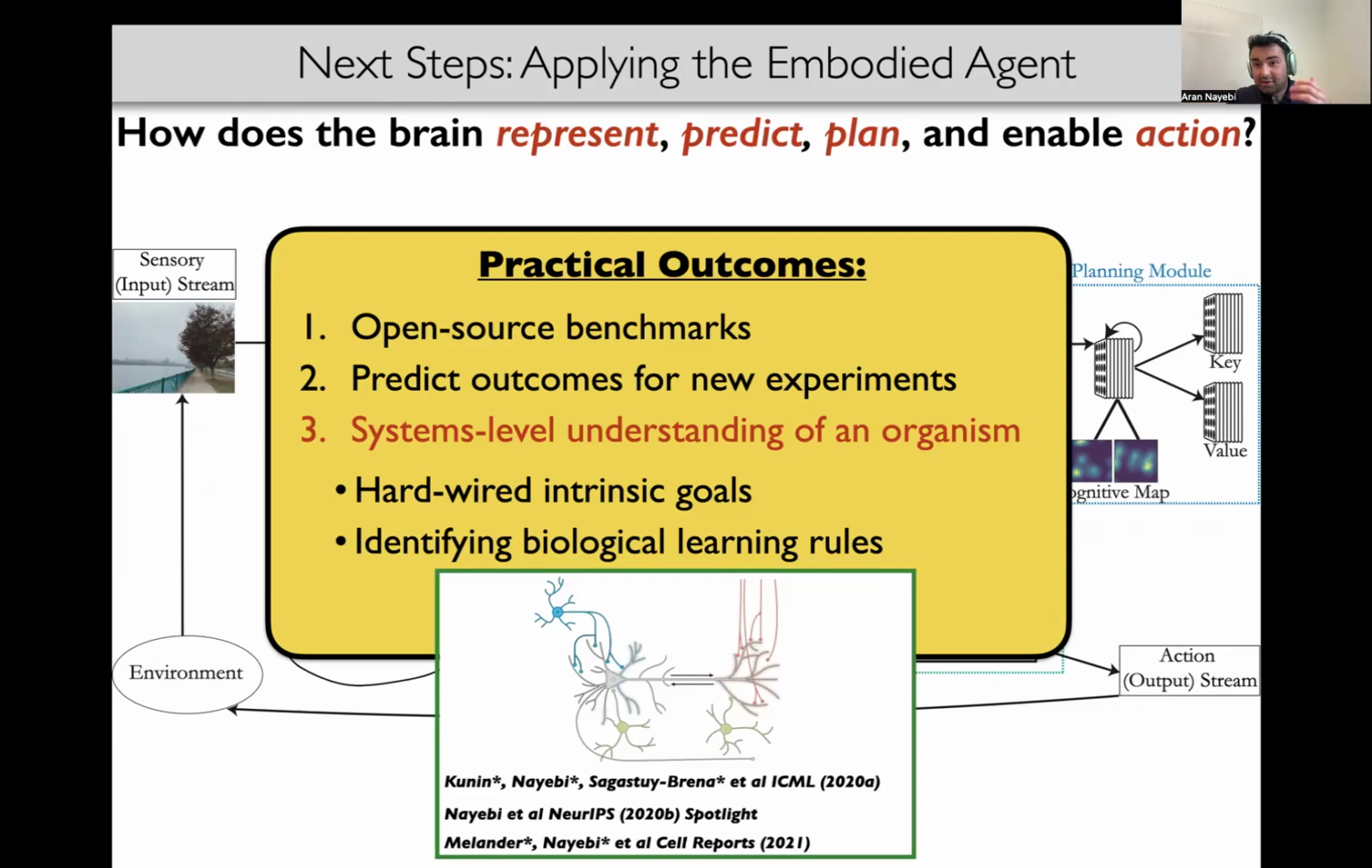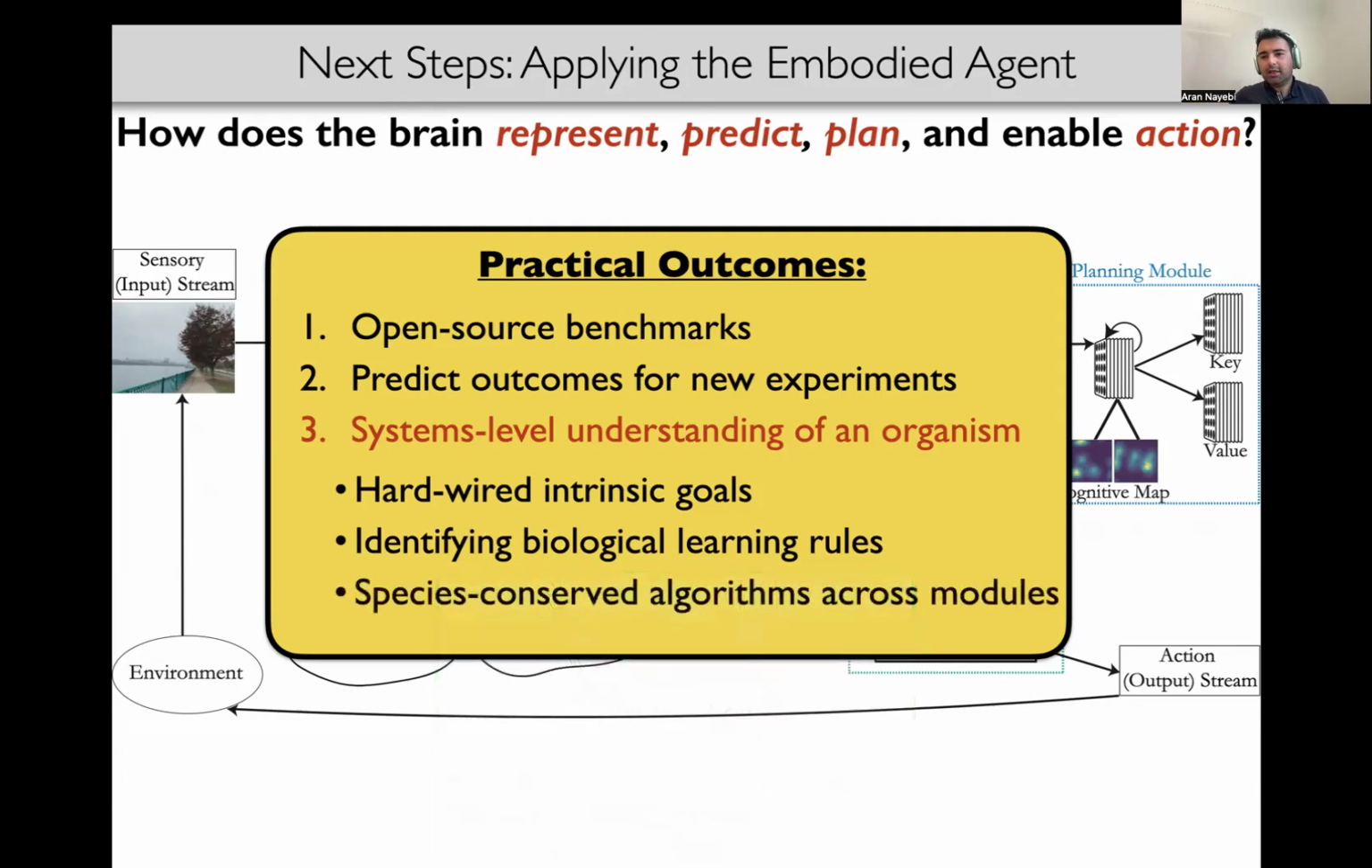So having an understanding of the visual input or visual representations that go into hippocampus to begin with is going to be crucial for understanding how learning occurs. The inputs and the outputs have to be well specified, and that's what the agent gives us. Lastly, it also allows us to study species-conserved algorithms across modules. What do I mean by that?